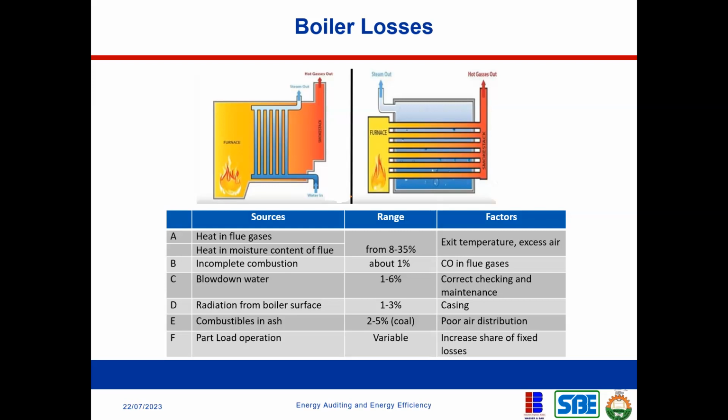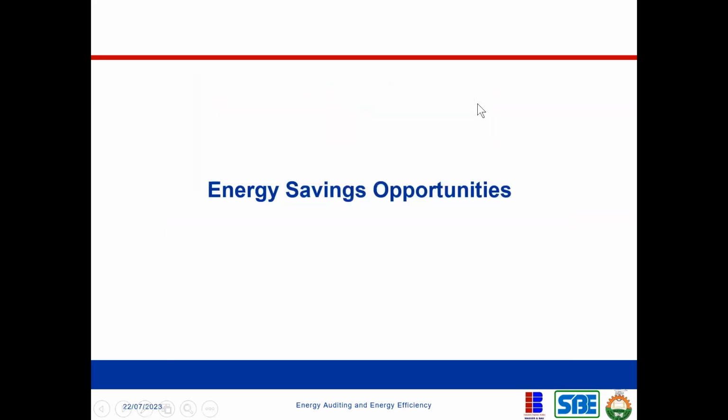And then there's also the heat loss in pack loading, okay? This might not be significant, but if you're not using your boiler optimally, of course, the efficiency will drop. But the chief of them is heat loss in flue gas, which is about 8 to 35%. Okay, so this is happening at the exit temperature or excess air. So we need to recover it. The chief of them is this flue gas, so we need to recover it. We're going to talk about how to recover that.